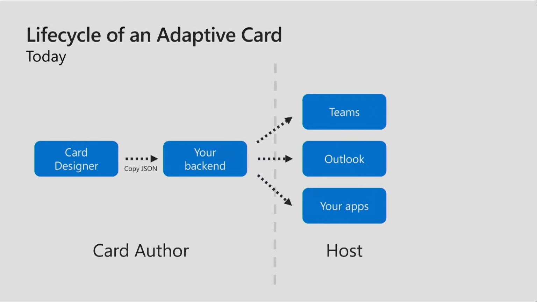So I go to a design tool, build what that card will look like. It creates a bunch of JSON. I can copy that then into my backend and then deliver it into Teams or Outlook in the most appropriate way. These dotted lines here where we say copy JSON, those are actually important.